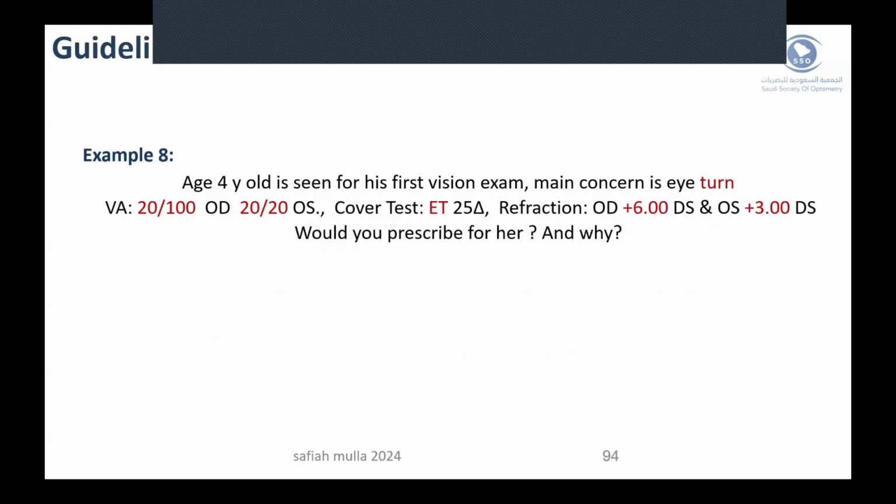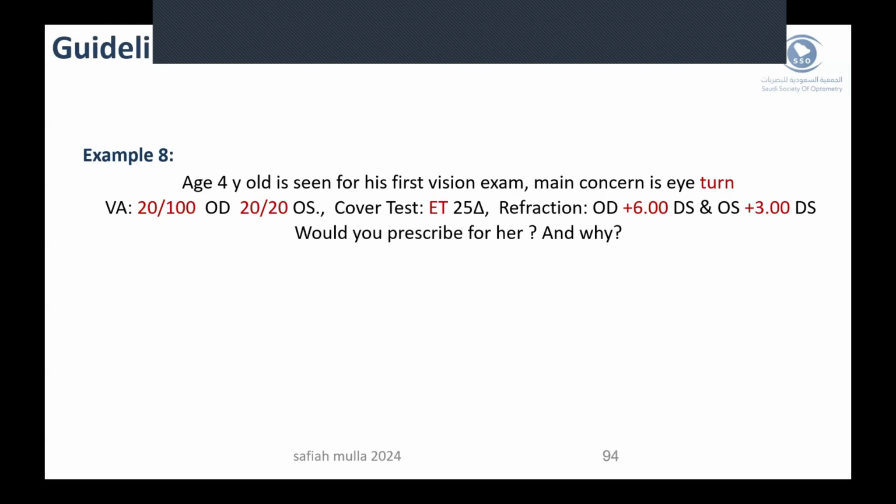Okay, so example 8, age 4 years old, seen for the first time. Main concern is an eye turn again, visual acuity 20/100 in the right eye and 20/20 in the left eye. The cover test revealed an esotropia of 25 prism diopters, refraction is +6 in the right eye, +3 in the left eye. So what would you prescribe for her and why?